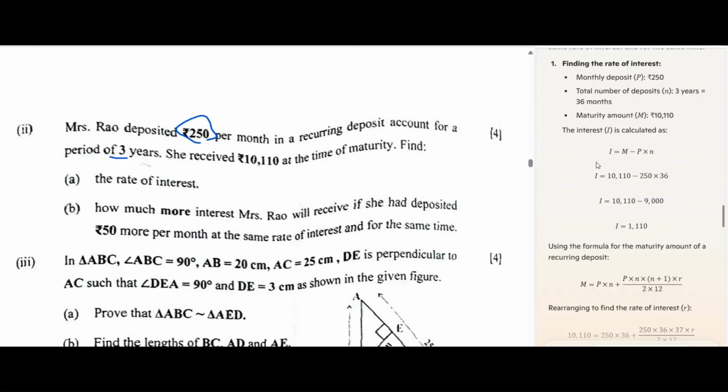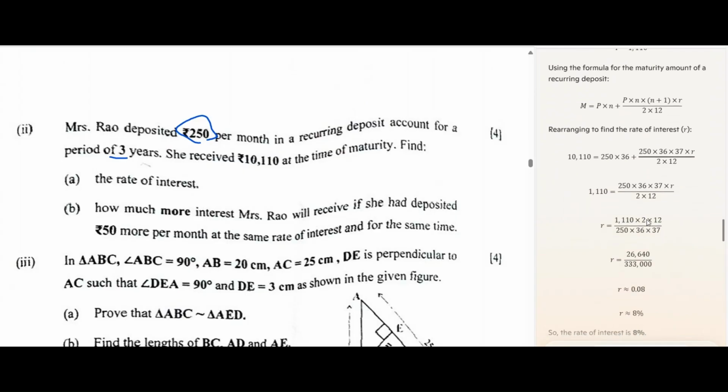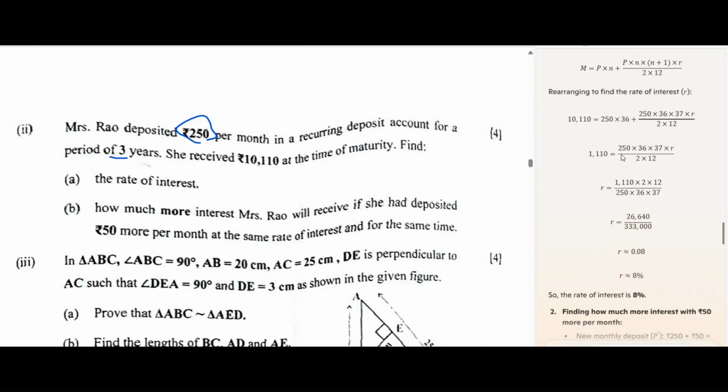Our formula is interest I equal to M minus P into n. So the interest is maturity value minus P into n, which is 1,110. Now find the rate. To find the rate, put the formula I equal to P into n into n plus 1 into R divided by 2 into 12. This is the formula for interest. Put in these values and find the value of R. Here R is 8%.